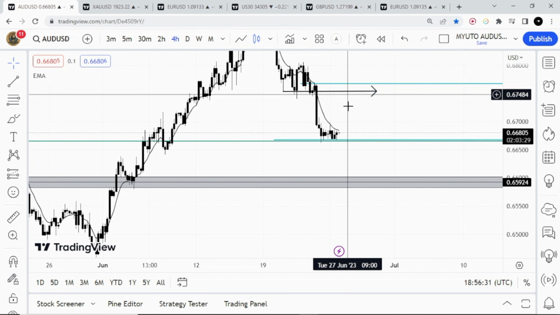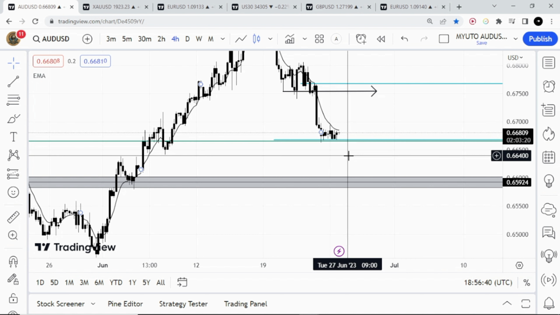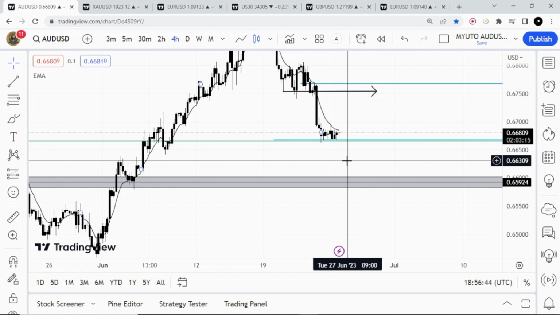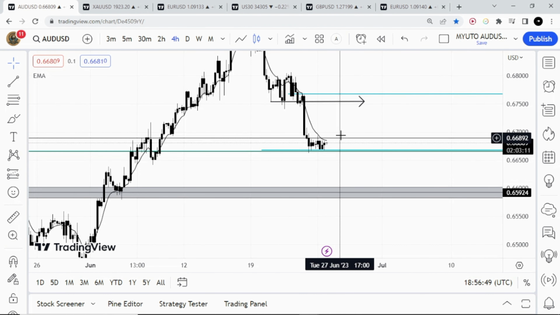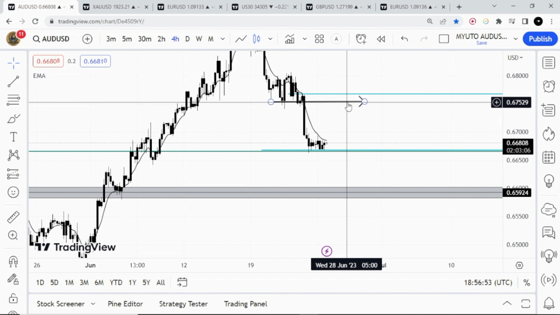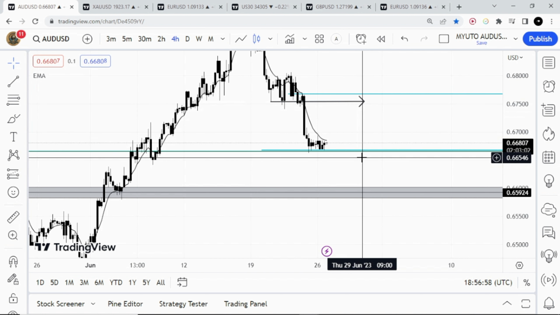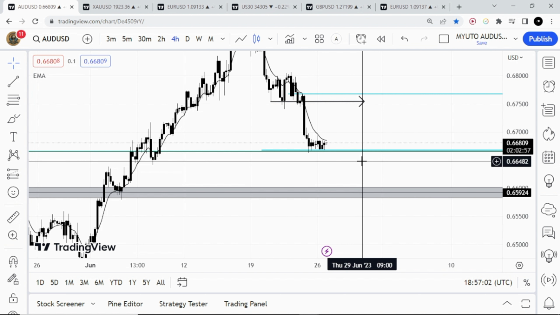And if that scenario does not play out, we might see Aussie dollar dropping from 0.6680 from current price down to 0.6600. So these are the two scenarios that I am expecting to play out on Aussie dollar. A retracement back to 0.6750. Once it does so, we might see a push down to 0.6650 to make a new lower low.